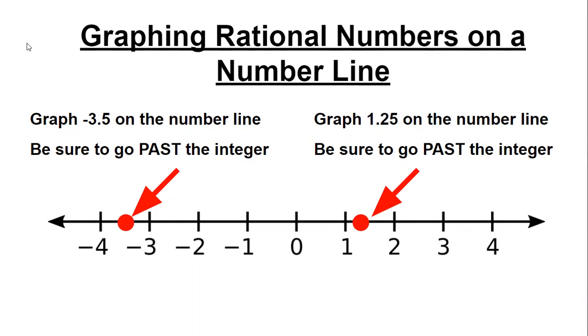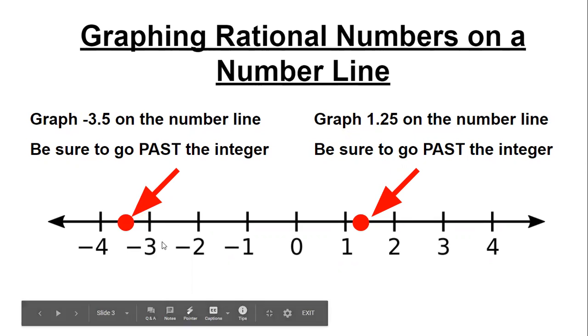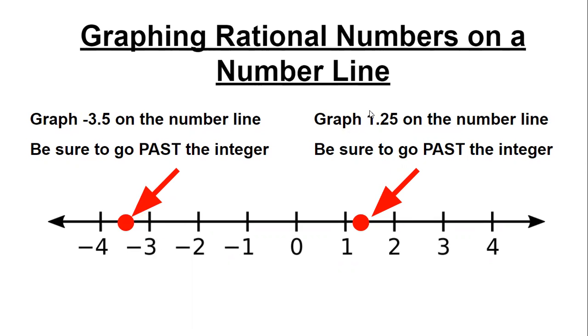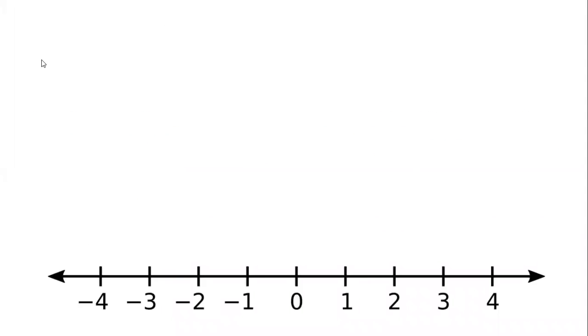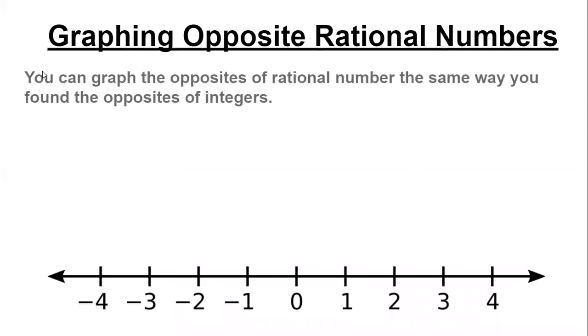There is 1.25. Make sure whether it's negative or whether it's positive, you go past the integer. On the -3.5, we went past the -3, the integer part. On 1.25, we went past the 1, the integer part. You can graph the opposites of rational numbers the same way you found the opposites of integers. So how do we do that?